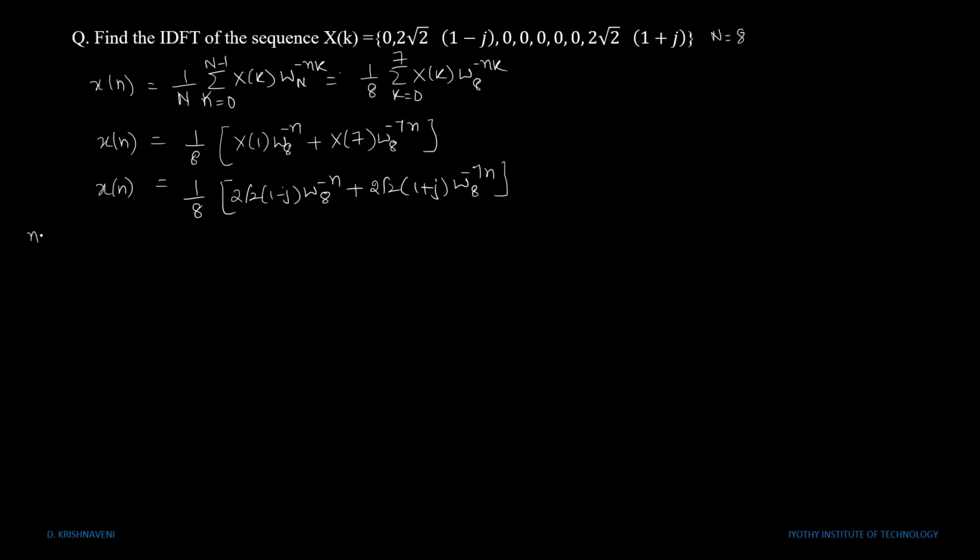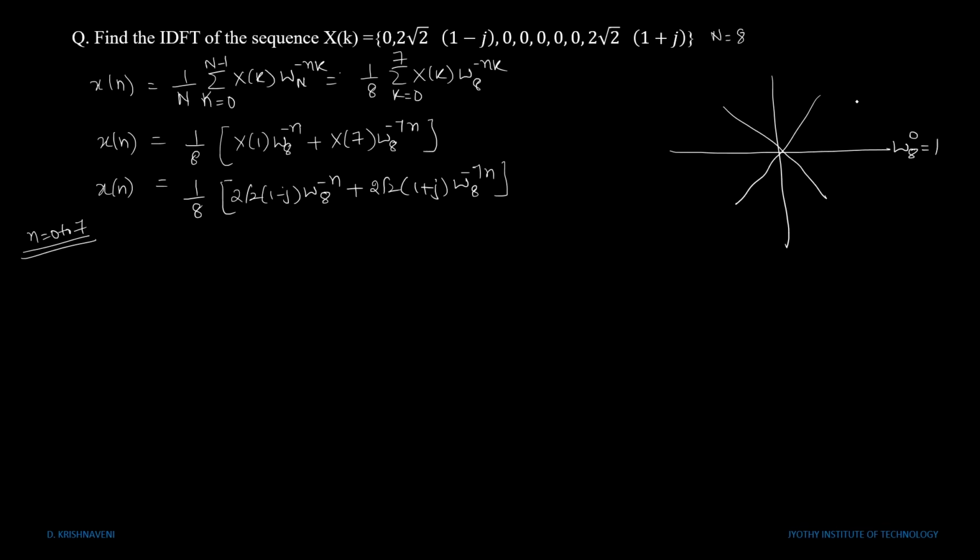And n ranges from 0 to n minus 1. So in this case 0 to 7. Now we need to find out the Twiddle factors. So normal Twiddle factors first let us find, and W8 to the power of minus, that means conjugates we'll have to take them. So first let us find out 8 Twiddle factors.